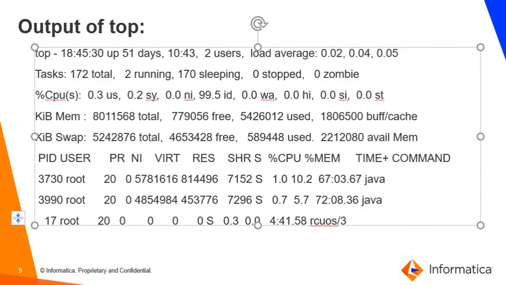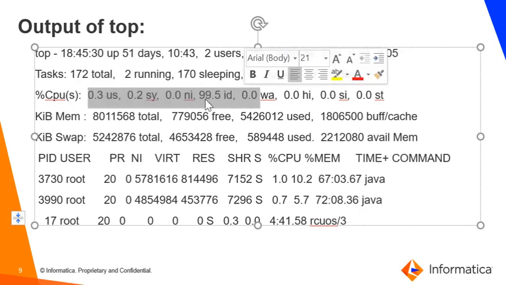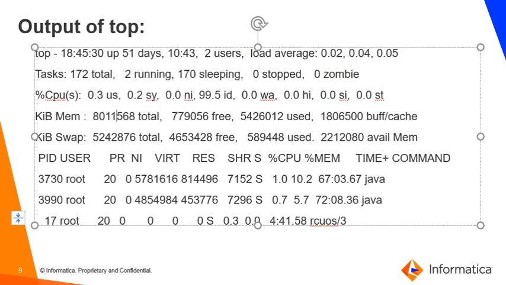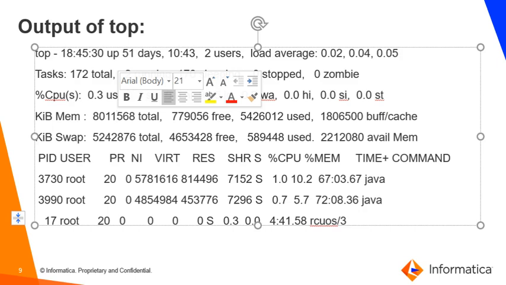The percentage CPU you can see here. The memory in KB is this much, that is 8011 MB, or 8011.568 KB, is the total memory, out of which 779 MB is free and 5426 is used. In the swap memory, we can see that 5242 MB is total swap memory, out of which 4653 is free and only 589 MB is used.